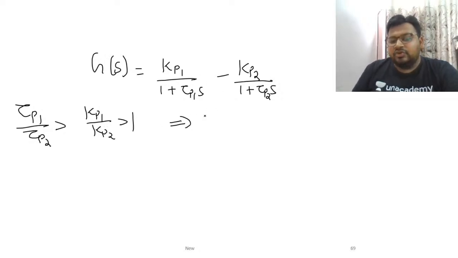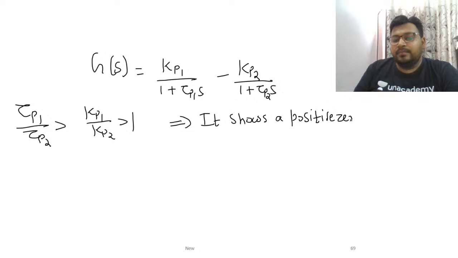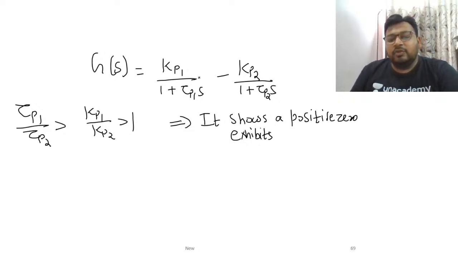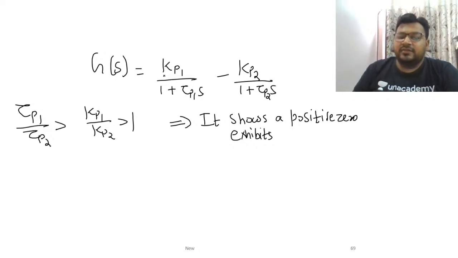The second point you should know is that it exhibits a positive zero. Positive zero means when the numerator of the transfer function is put equal to 0, then the value of s that we obtain is known as the zero of the transfer function.